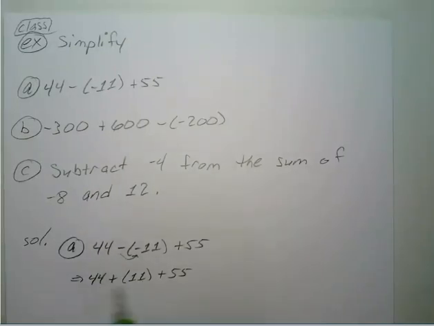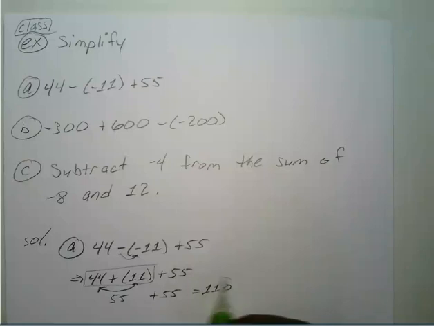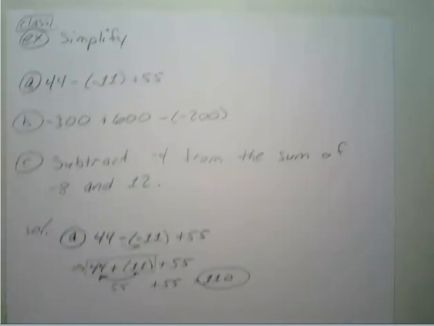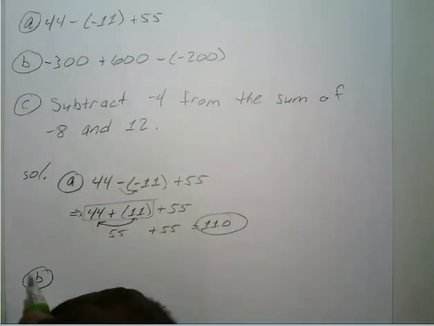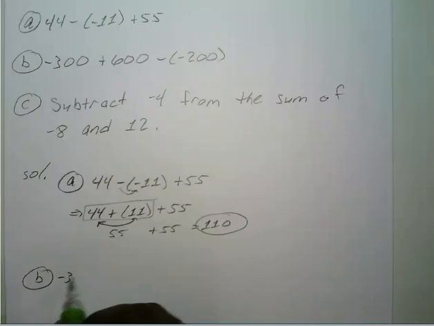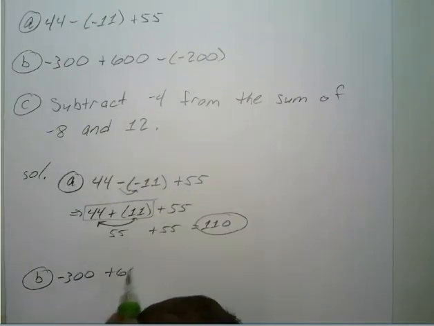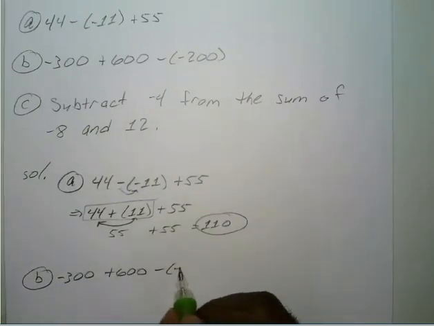Okay, so 44 plus 11, we add those two together, we get 55. So 55 plus 55 equals 110. All right, so let's move on up to problem B. We have negative 300 plus 600 minus negative 200.